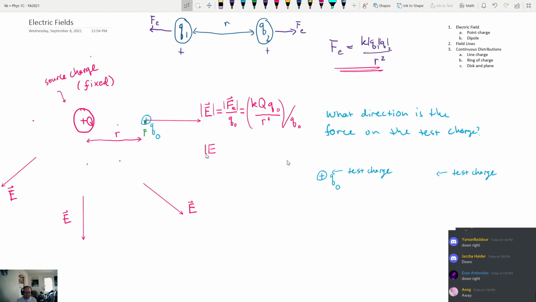We get that the size of the electric field at this location, the magnitude, is KQ Q naught divided by R squared, and I divide by Q naught. The Q naughts just cancel. This one cancels with this one. What we're left with is just K times the source charge divided by the distance to the point P squared. That is going to show up over and over again for the first 4 weeks of this class: this is the electric field of a point charge.